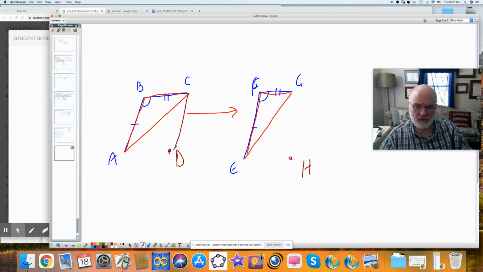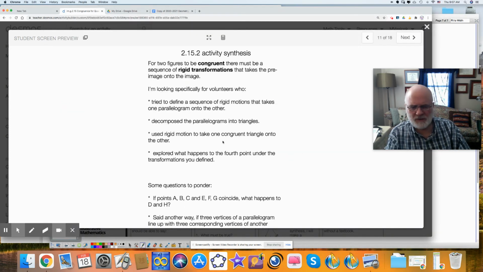You could also say that if I rotated this around the midpoint here, point B ends up over here. So this is where point D is. And I can do the same thing here, rotate it around the midpoint. It's got to end up in the same place. So basically what I'm saying is that you could define some rigid transformations that prove things about parallelograms. You could decompose it into triangles and do this. You could take one rigid motion onto another.